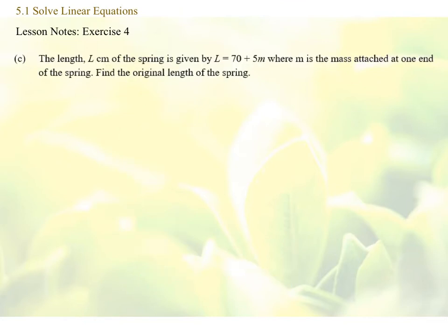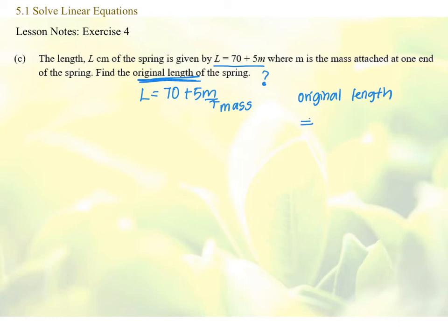The length L of a spring is given by L equals 70 plus 5m. Then we know that m is the mass, and they want us to find the original length of the spring. So when I'm looking for the original length of the spring, what does that mean? That means I did not even put any mass in the beginning. So when I have the original length, there is no mass at all, and mass will be equal to 0.